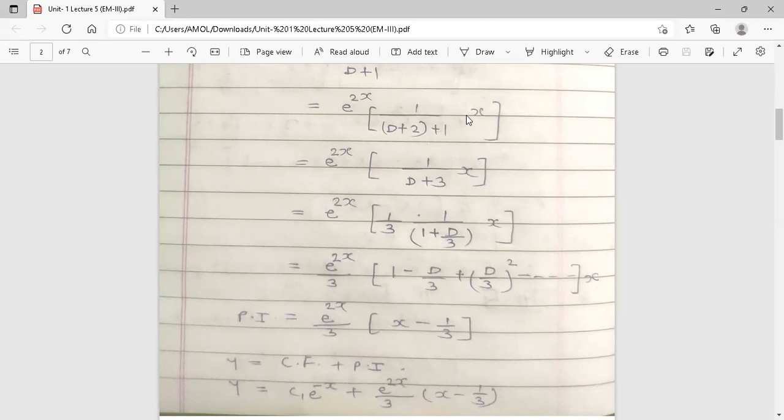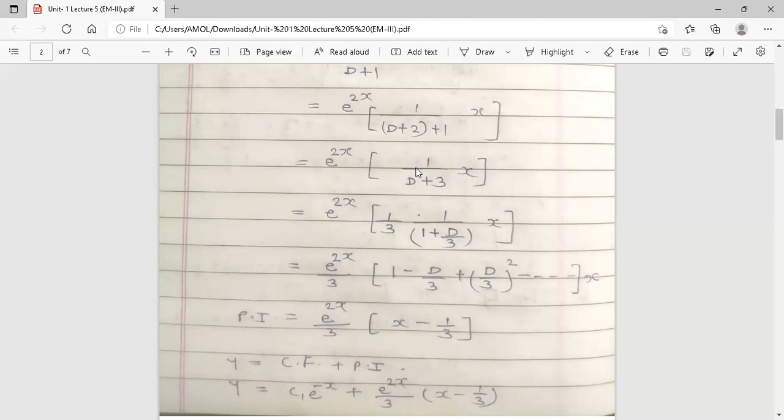Here is x, a linear function. You know how to solve for a linear function using case 4. Case 4 is f of x equal to x raised to m. So using that case 4, you can solve this bracket term now.